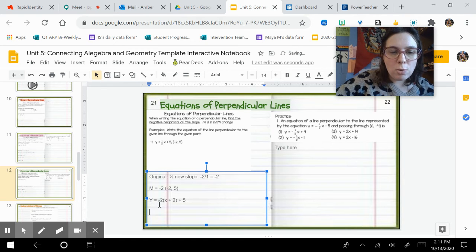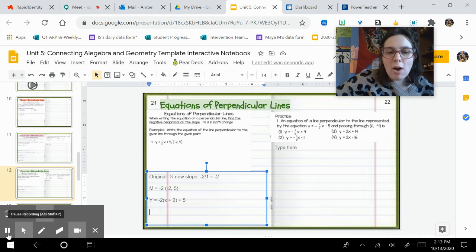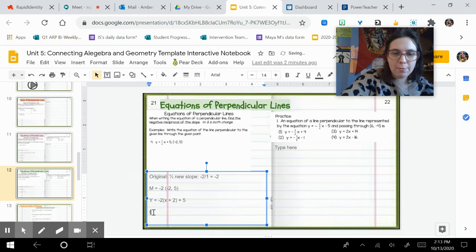And then we're going to get rid of the parentheses, so we need to distribute. So we're going to distribute -2 times x and -2 times 2. So y equals -2 times x is -2x. -2 times 2 is -4. And then bring down the +5.